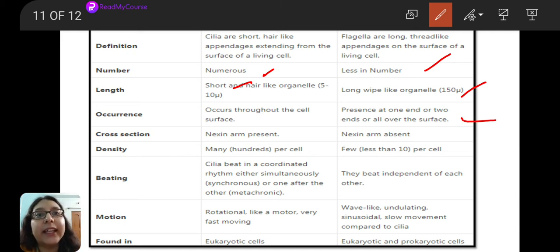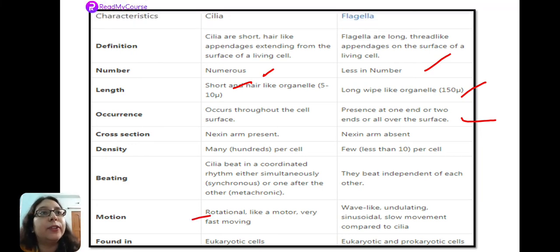Okay. Next comes the motion. We have already studied that in the case of cilia, we have a rotational type of motion, right? Coordinated motion. Whereas in the case of flagella, they have independent motion, a propulsive type of action. And another important difference is that cilia are found in eukaryotic cells only, whereas flagella are found in eukaryotic cells, in archaeal cells, as well as in bacterial cells, that is prokaryotic cells.